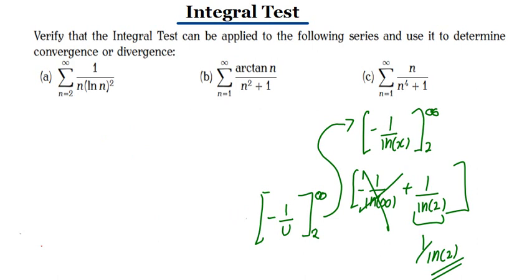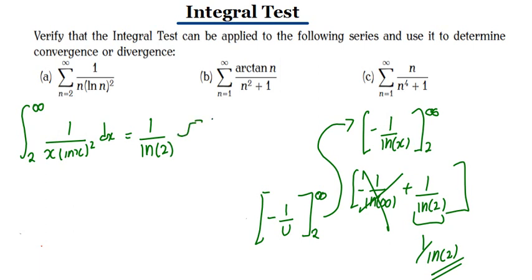So we have found out that the integral from positive 2 to infinity of 1 over x ln of x squared dx is equal to 1 over ln of 2. So this converges. We can write to say it converges, and it converges to this value that we have found there.